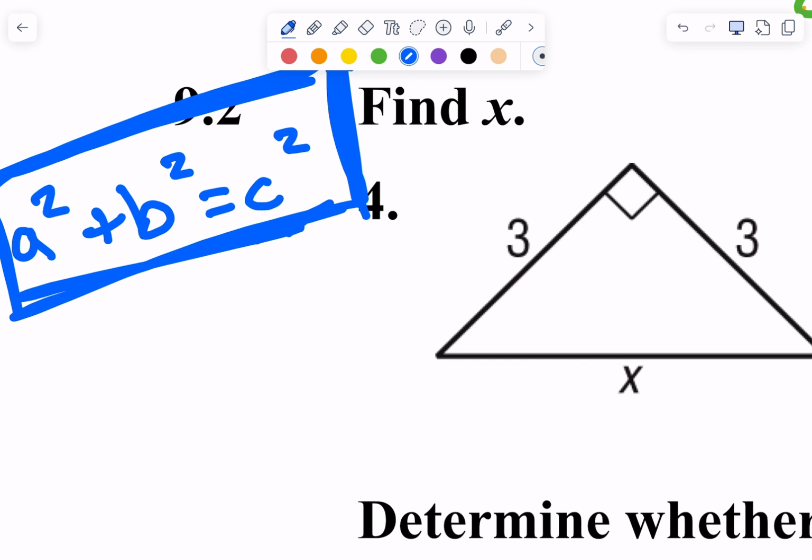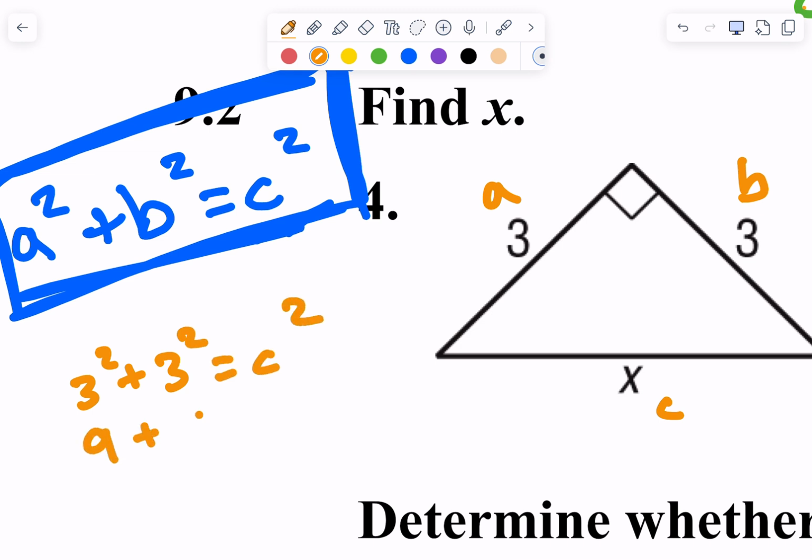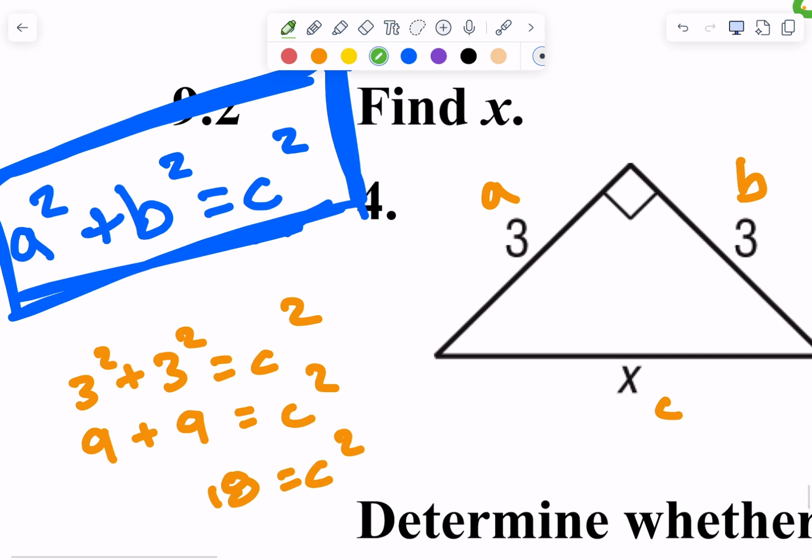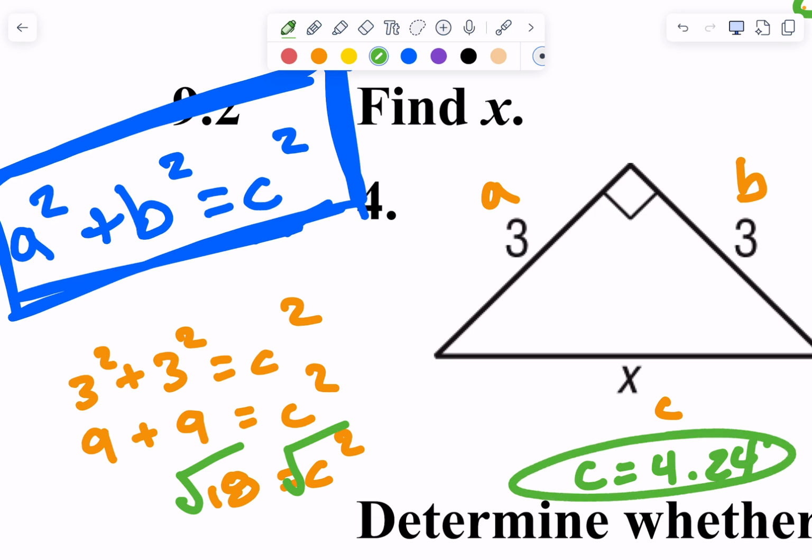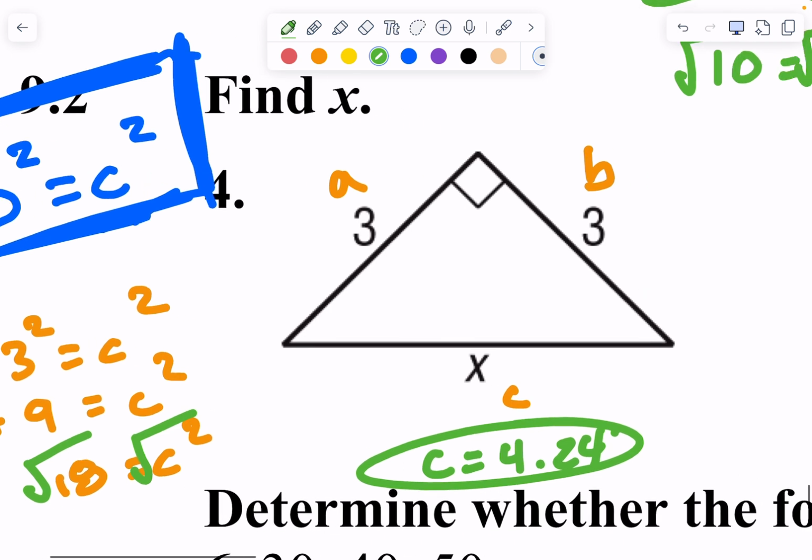Now, on number 4, which side is side C? X has to be side C. This can be A, that can be B, it doesn't matter. So 3 squared plus another 3 squared. 3 squared is 9 plus 9 equals C squared. 18 equals C squared. And that is the square root of 18. C equals 4.24, right? That is perfect. Actually, I would probably rather have that, but I understand that people don't remember that.